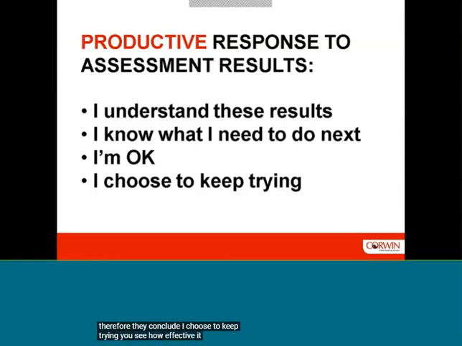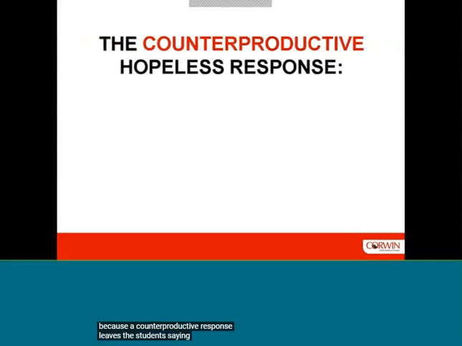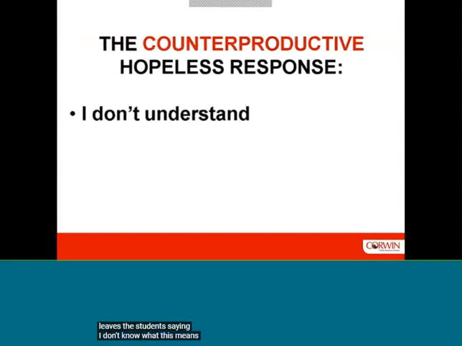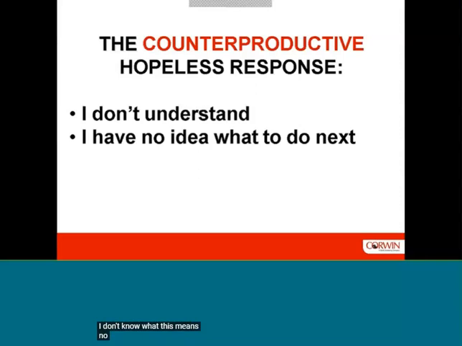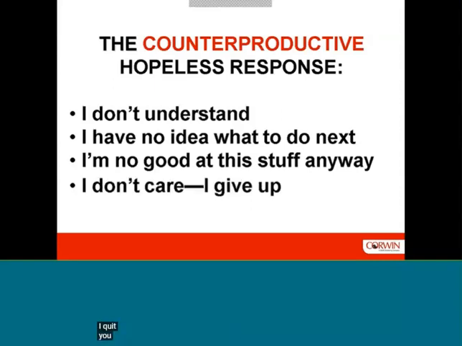Do you see how the critical statement is "not met yet"? And they can be in this place, the probability of their success and therefore our success pretty high, because a counterproductive response leaves the student saying, I don't know what this means. I have no idea what to do about it. I'm too darn dumb to learn this stuff anyway. I quit. Do you see? If there's a critical standard that's really important for this munchkin and they're in this place, there's trouble, and it isn't just trouble for them, it's trouble for us because we're not doing the job that we've been hired to do.